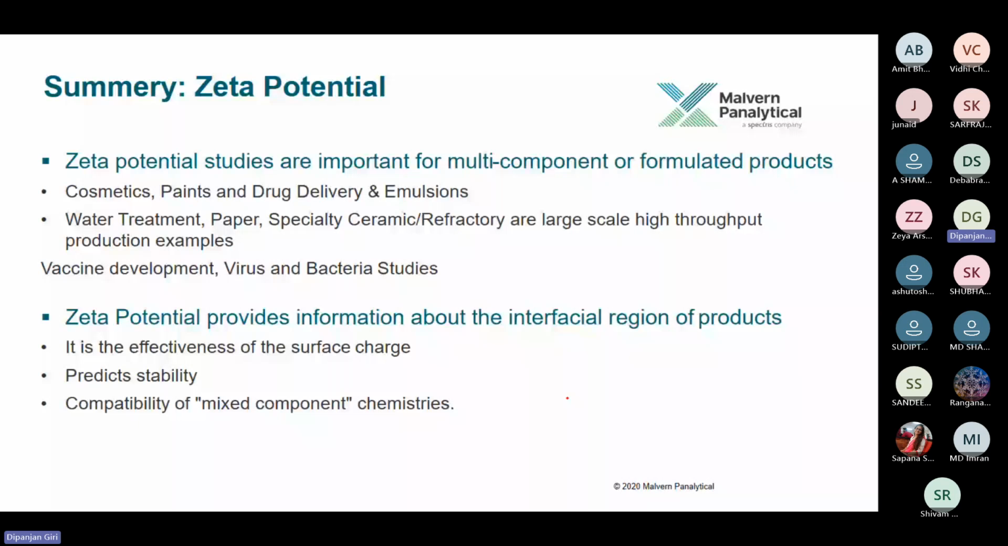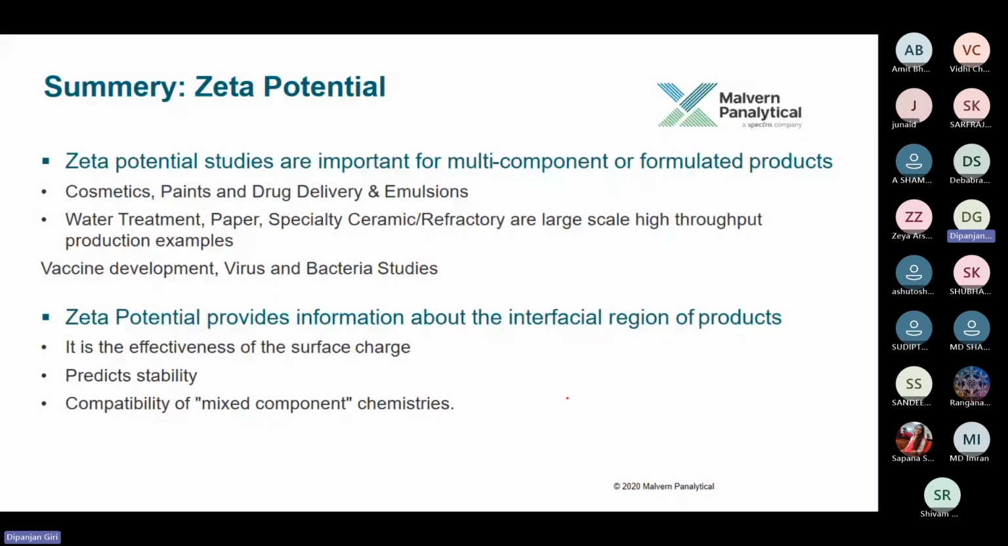On a broad scale, if I say, that is water treatment, paper, ceramic or refractory, the large-scale production, examples in vaccines, virus, bacterial studies. Now they are extremely useful.